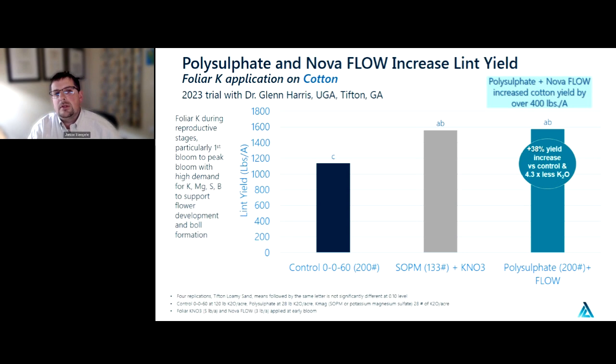This trial was conducted at University of Georgia at Tifton. And what we see in this is that both of the programs, whether it's the K-Mag plus potassium nitrate or the polysulfate plus NovaFlow, significantly increased lint yield over the control, suggesting that there's better ways to apply potassium and a variety of nutrients through a combined approach of soil nutrition as well as the foliar nutrition.